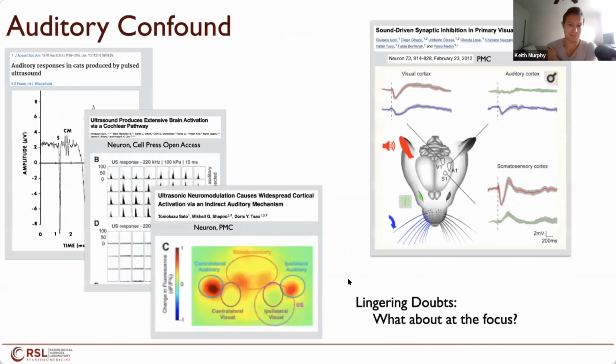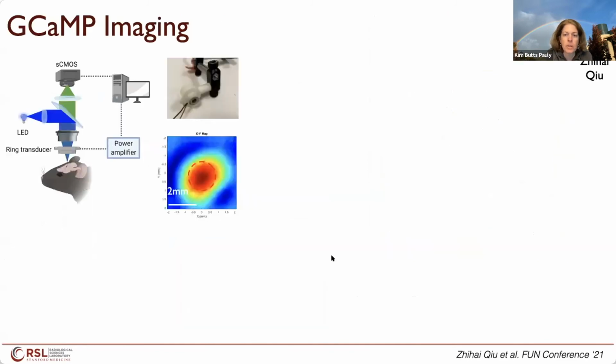Okay. Yeah, there were lingering doubts, like what's going on here at the focus. So we wanted to go back and look at that in a little bit more detail, and then specifically with GCaMP. So this is some work that Zhihai Qiu in my lab has been doing, where he put together a ring transducer. And the reason to do the ring transducer is that he can get a focal spot at the surface of the brain here, but also he could put his optics through the center in order to do the GCaMP imaging. So that was his setup here.